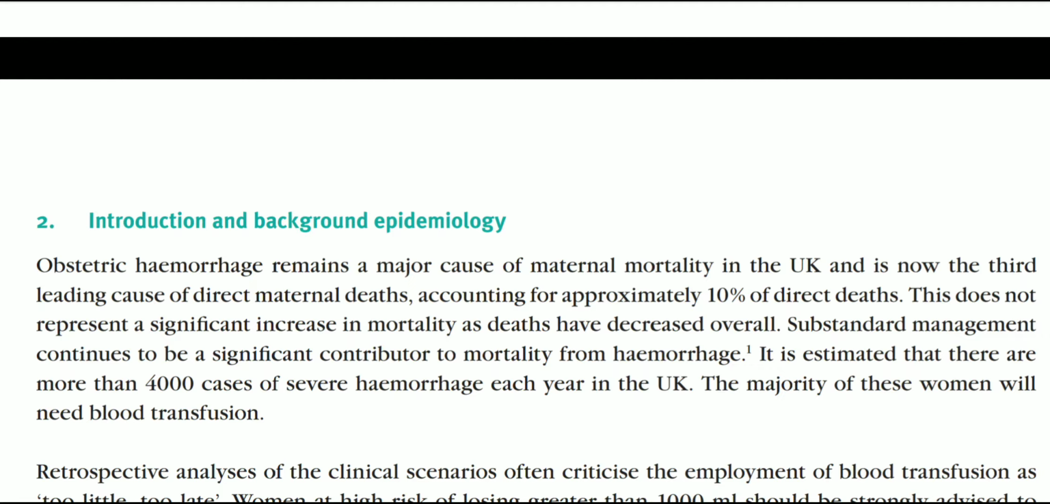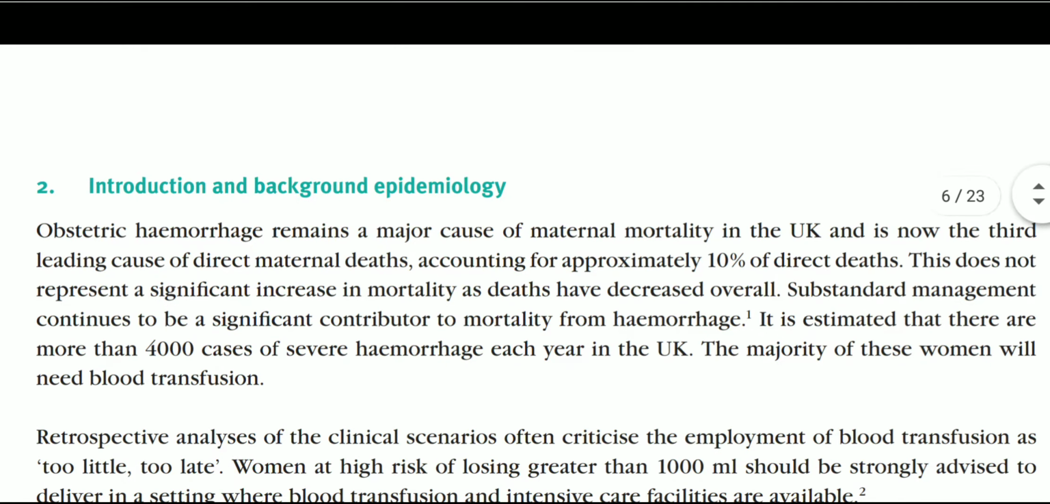This does not represent a significant increase in mortality as deaths have decreased overall, but substandard management continues to be a significant contributor to mortality from hemorrhage. It is estimated there are more than 4,000 cases of severe hemorrhage each year in the UK. The majority of these women will need blood transfusion.